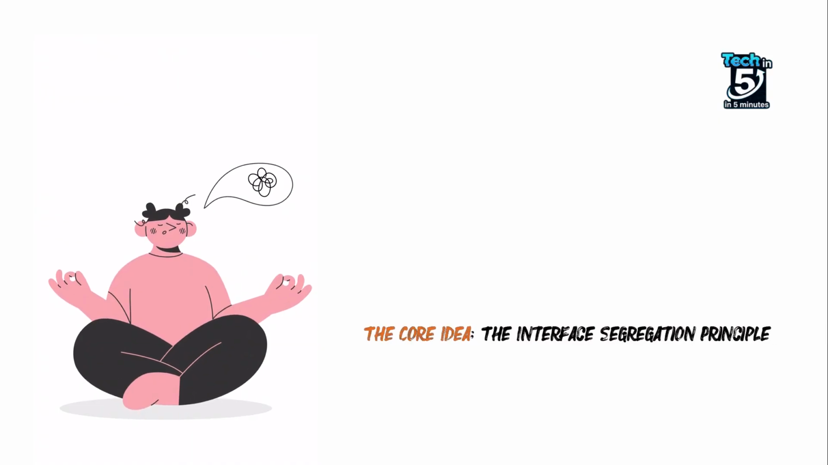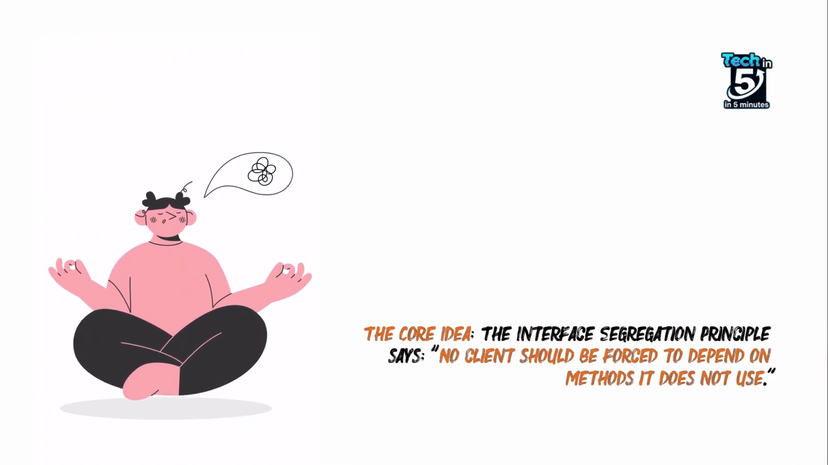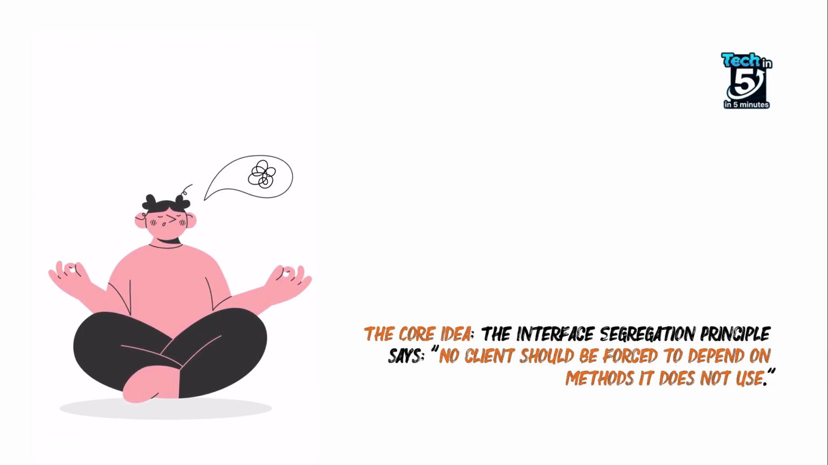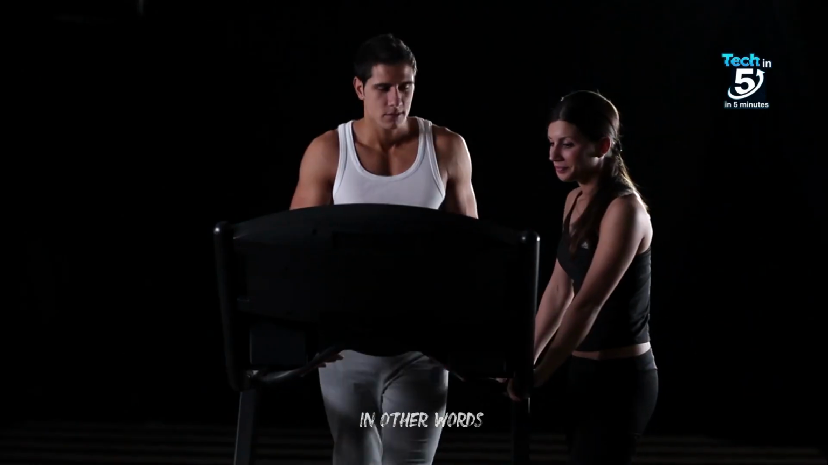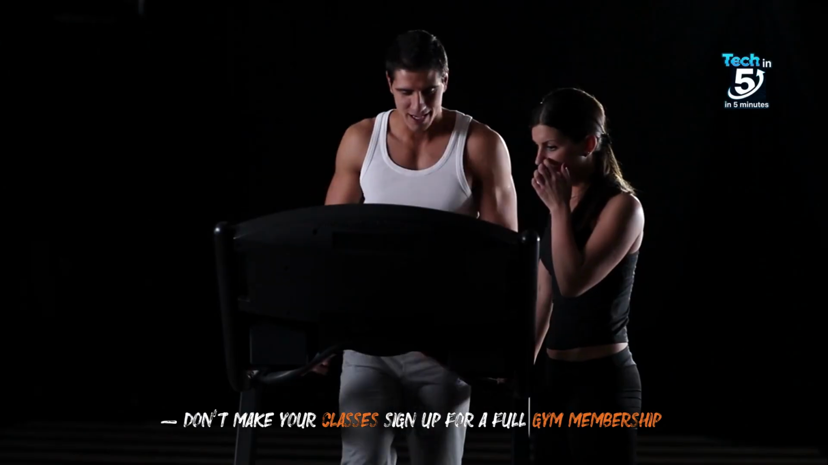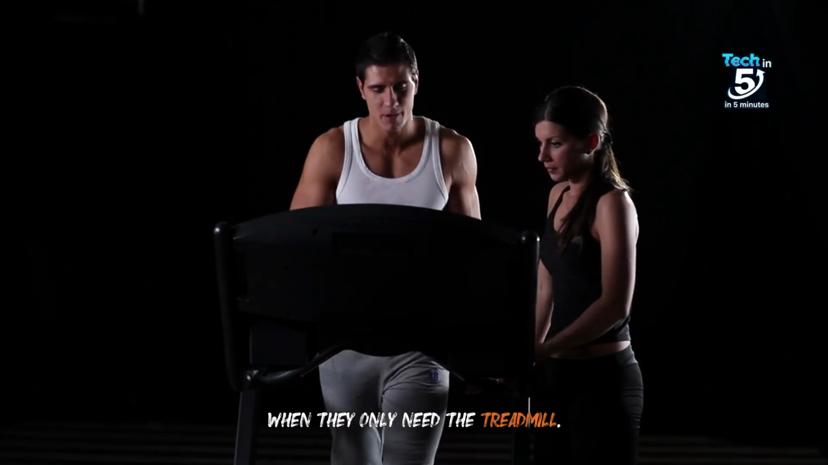The core idea: the Interface Segregation Principle says no client should be forced to depend on methods it does not use. In other words, don't make your classes sign up for a full gym membership when they only need the treadmill.